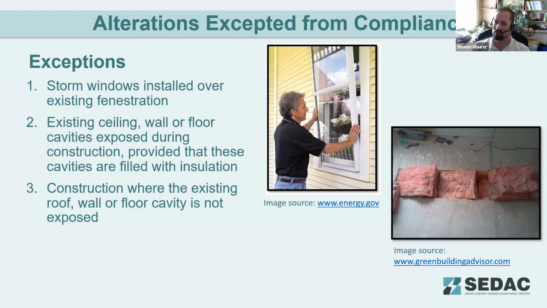Now, if you have a cathedral ceiling and you remove the roof deck, you've exposed a cavity. So now you just have to make sure that cavity is filled. That's how those roofing things can interact with those exceptions.